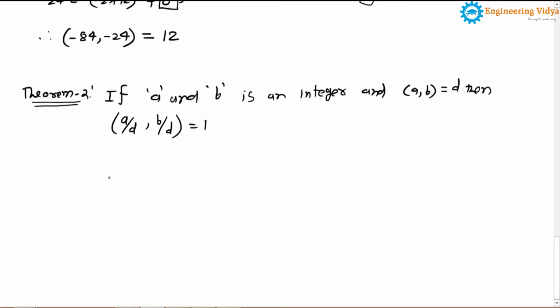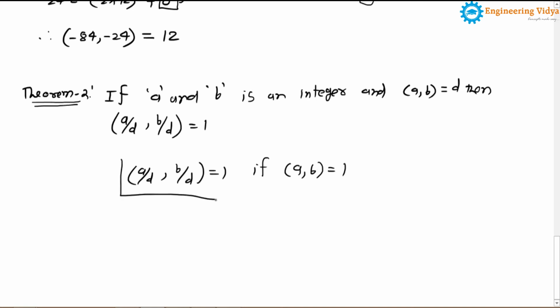Yeah, so in simple terms we can say A by D and B by D is always equal to 1 if the GCD of A and B is equal to 1.